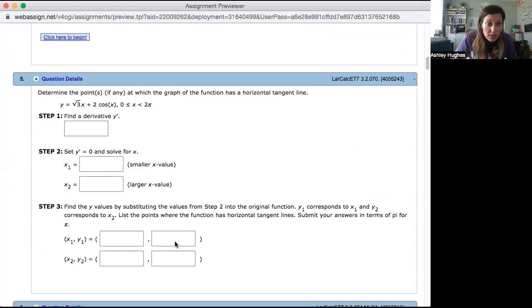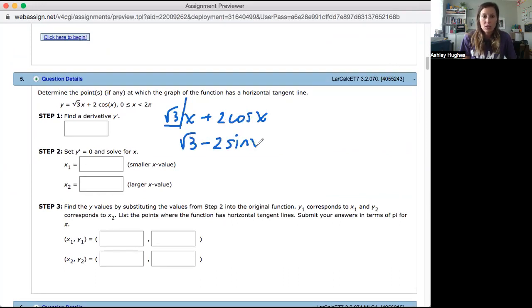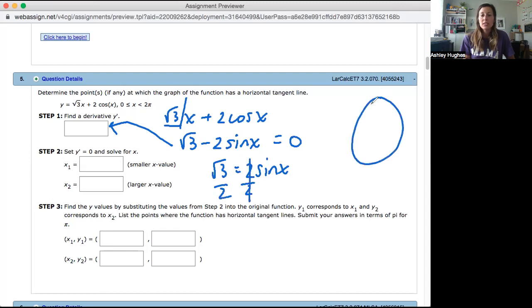Find a derivative. So the derivative of the square root of 3x plus 2 cosine x. Okay, so the square root of 3 and the x, this is a coefficient, so the derivative of that is just root 3. 2 cosine changes to negative 2 sine. So that's the derivative. Then it says where it has a horizontal tangent. So we set this equal to 0. So we get root 3 equals 2 sine. Divide by 2. And so we're asking where's the sine value, which is the y value, positive root 3/2.